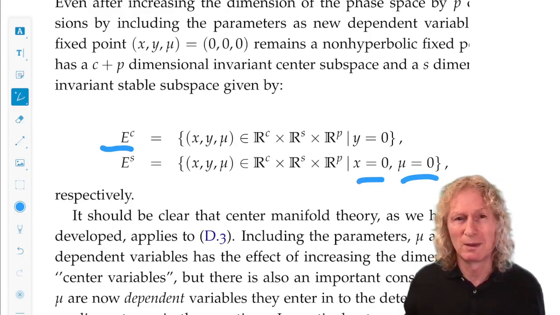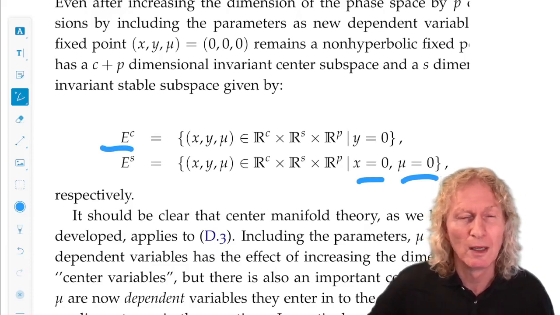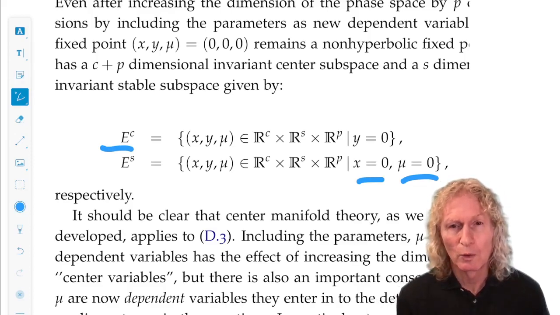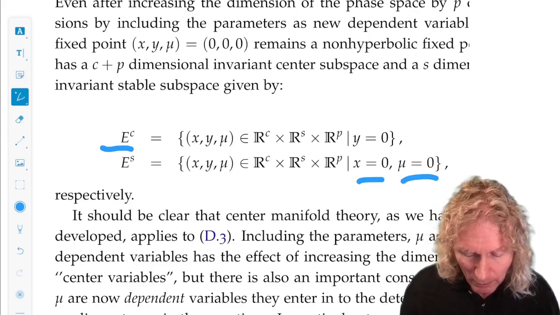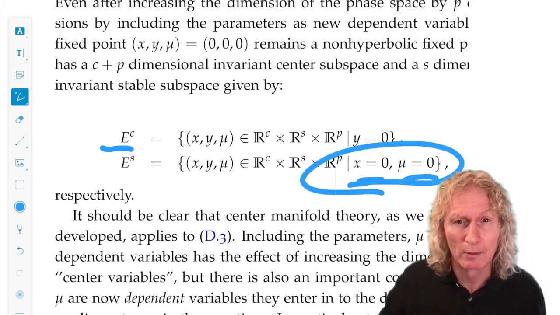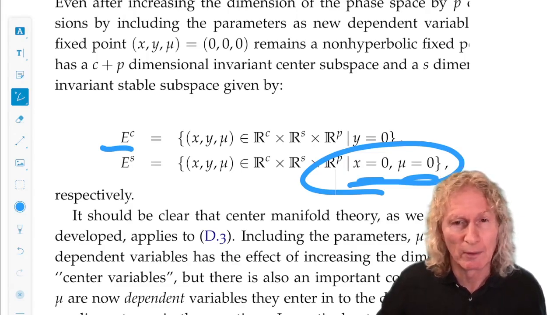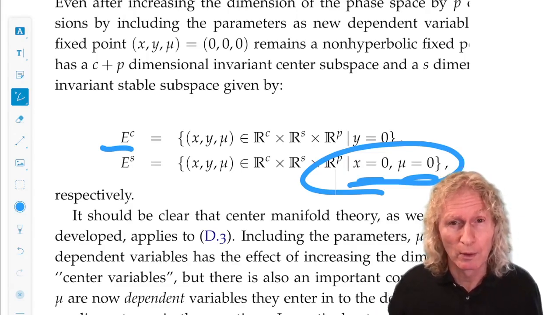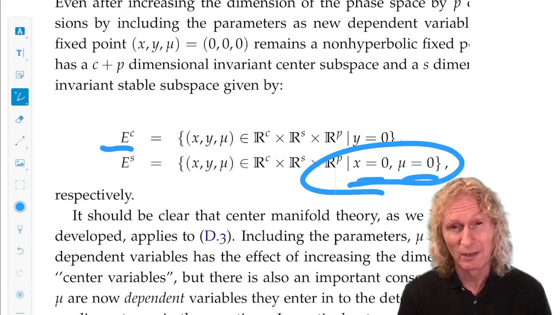All right, now the old x variables are now x comma mu. So the center manifold is a function of x and mu. It's a graph over the center variables. It's a function of the x dynamical variable and the mu parameter. And so we can have an approximation equation, and the approximation theorem goes through exactly the same.